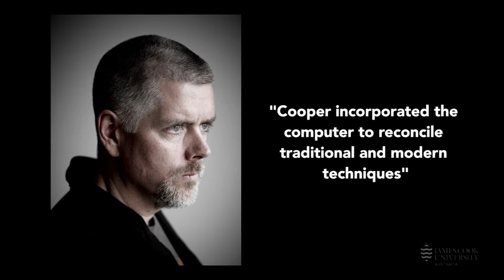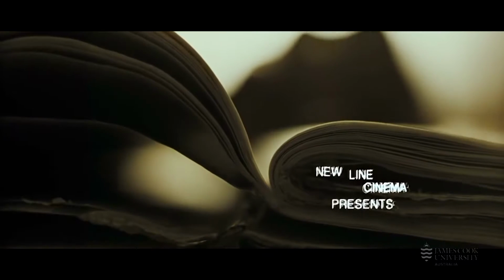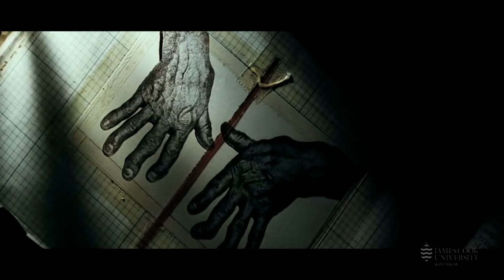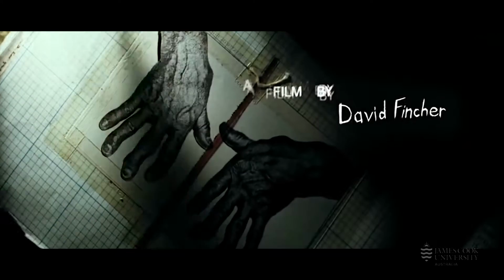The opening sequence for Se7en can be categorised under titles which are accompanied with a series of moving images. However, as Counts explains, and I quote, "Cooper incorporated the computer to reconcile traditional and modern techniques. In doing so, he revitalised film industry titles and redefined their visual style," end quote. Cooper's concept of combining older animation techniques that require hands-on work with contemporary digital design shows that cutting-edge title design can incorporate many different techniques, both digital and analog.